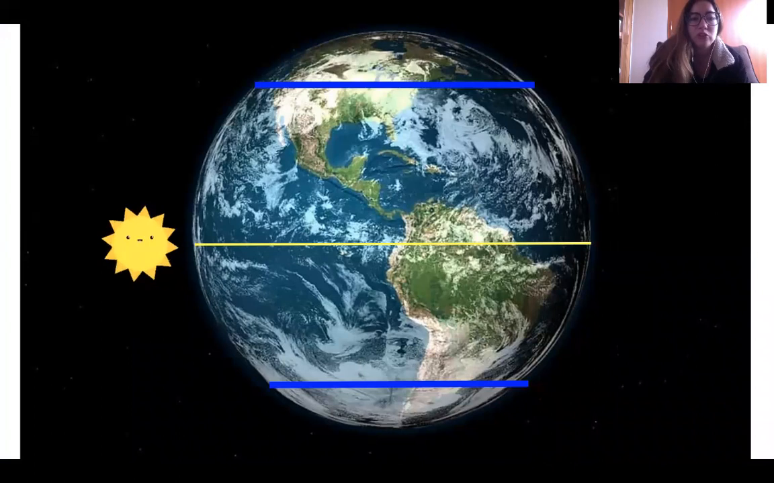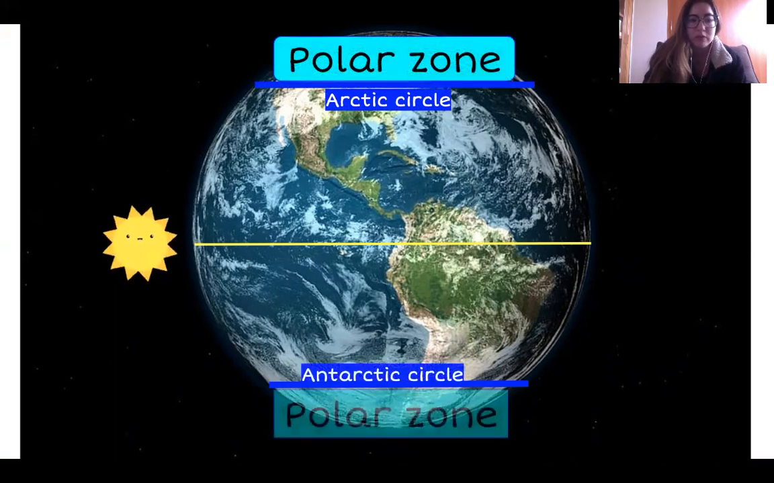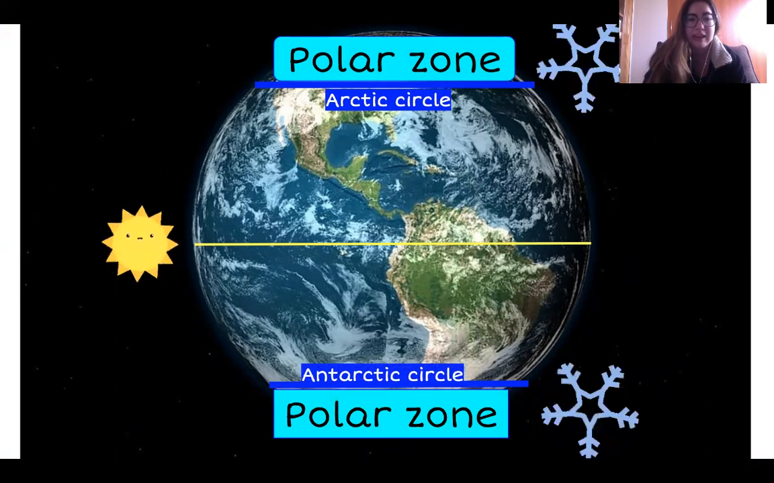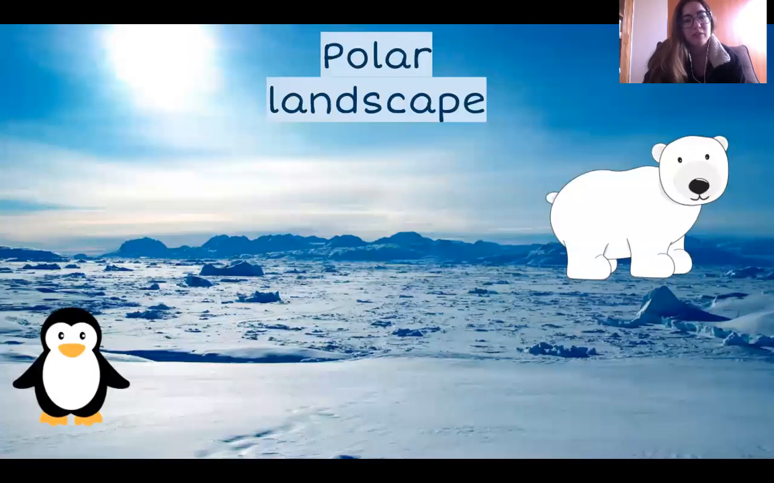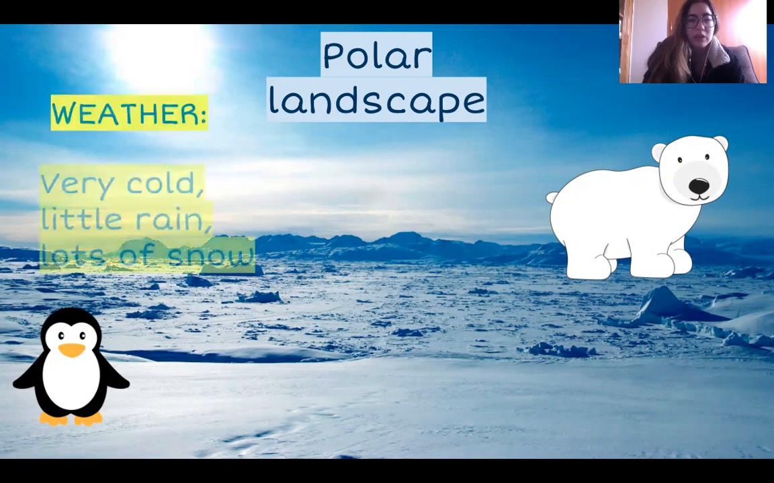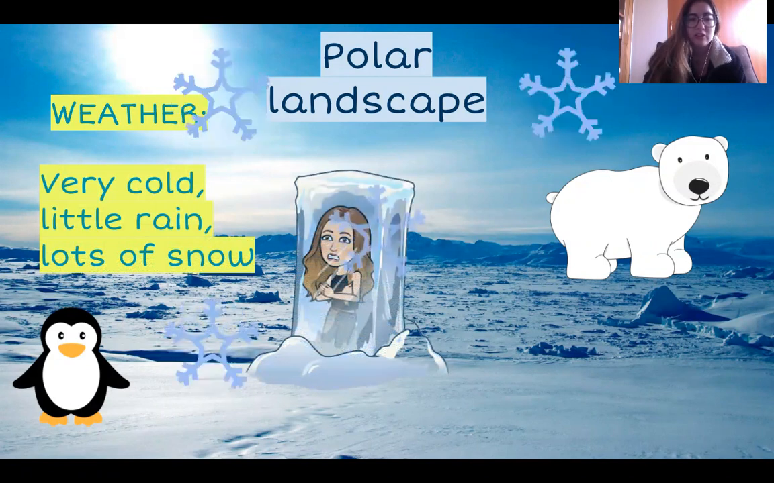Now, let's move to the last landscape, which is located in the polar zone. We know the polar zone is in the circles and poles, so as you can guess, the sun hits less directly there. That is why we can find a polar landscape here. The weather in these areas is very cold, with little rain but lots of snow. The vegetation here is very little too.